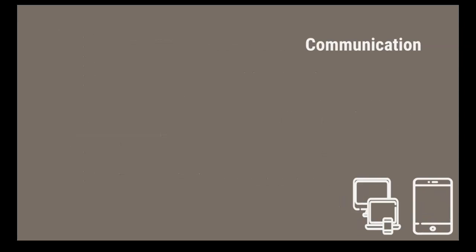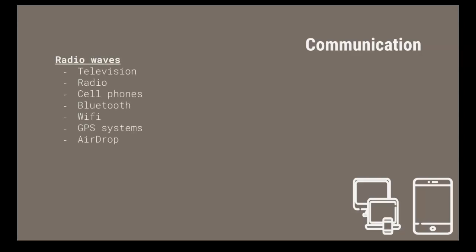We also use electromagnetic radiation, usually radio waves, for communication forms. Television, to be able to connect to cable, uses radio waves. Radio, obviously, in your vehicle, or if you're listening to it on an external radio device. Hey, your cell phones.